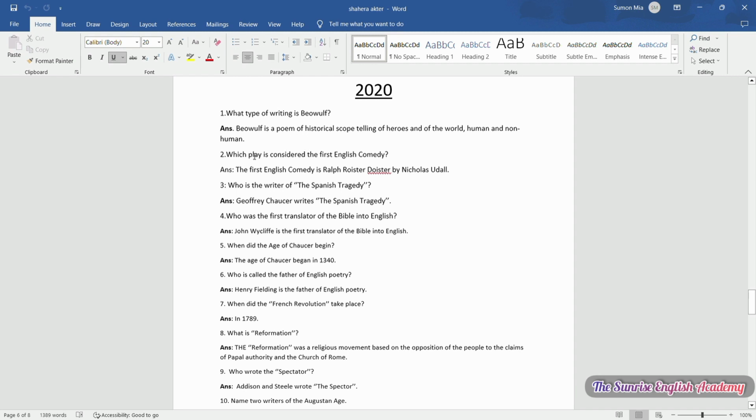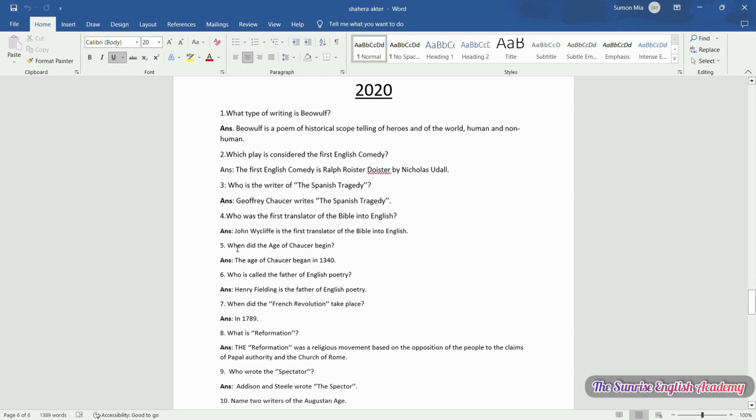2. Which play is considered the first English comedy? Answer. The first English comedy is Ralph Roister Doister by Nicholas Udall. 3. Who is the writer of Spanish Tragedy? Answer. Geoffrey Chaucer writes the Spanish Tragedy. 4. Who was the first translator of the Bible into English? Answer. John Wycliffe is the first translator of the Bible into English.